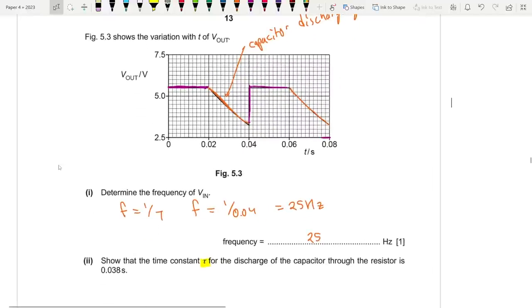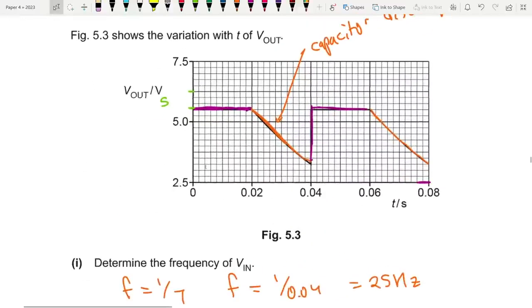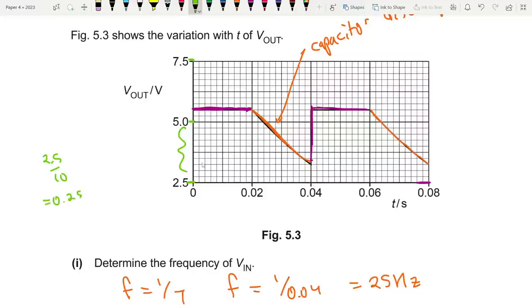So what is the initial EMF? How many boxes is this? Let's just check. Basically this is 2.5, this is 5, this is 7.5. So in total there are 10 boxes over here and 2.5. So 2.5 divided by 10 boxes is actually 0.25 for each box. So 0.25 into 2 plus 5, that is actually 5.5.